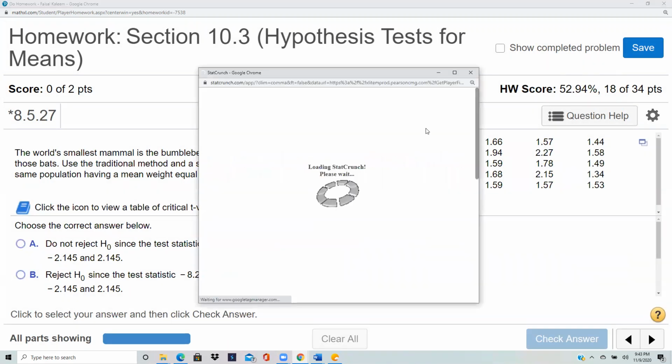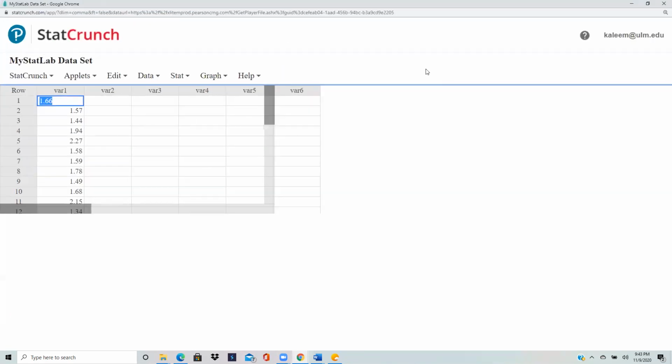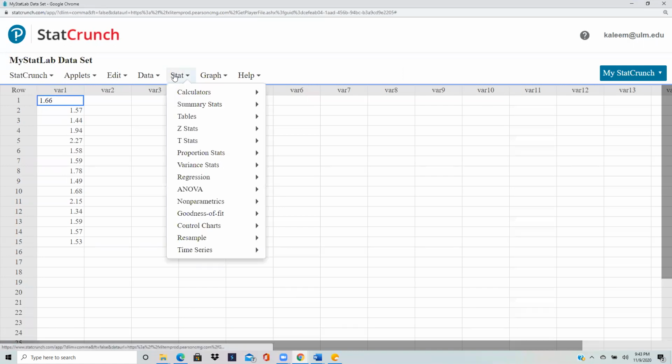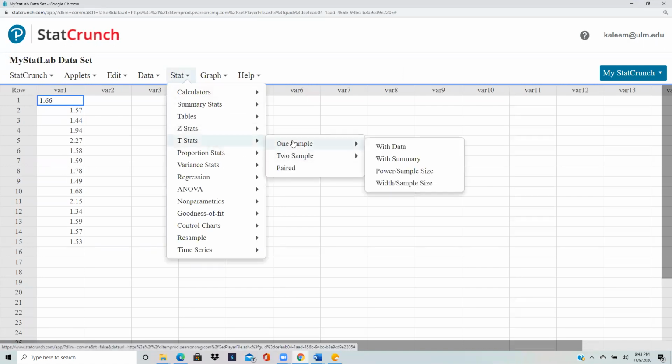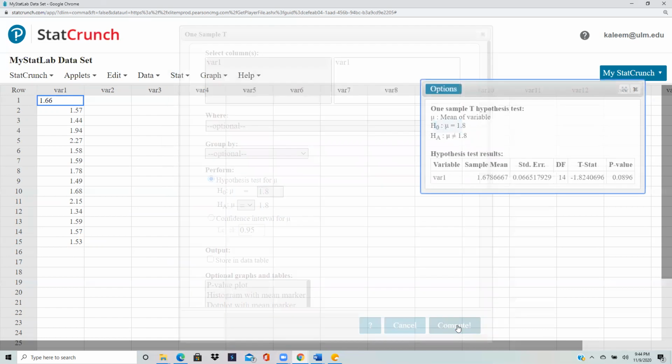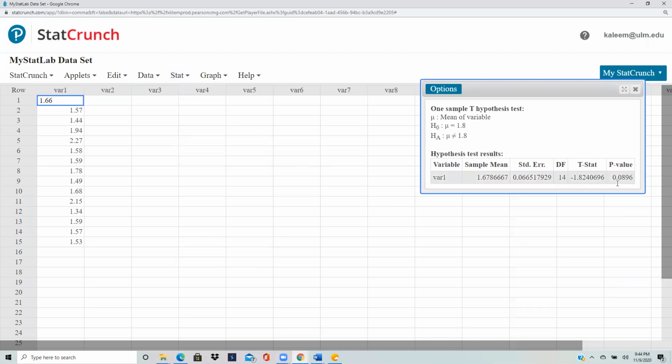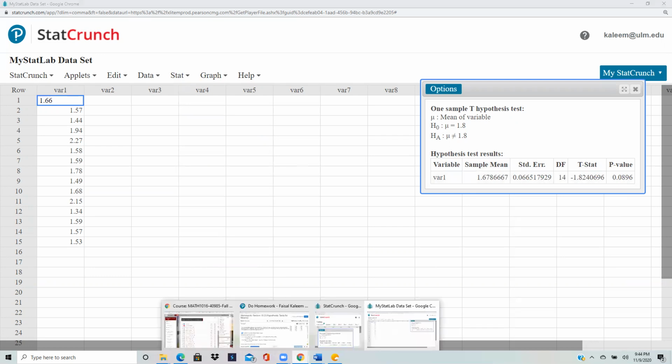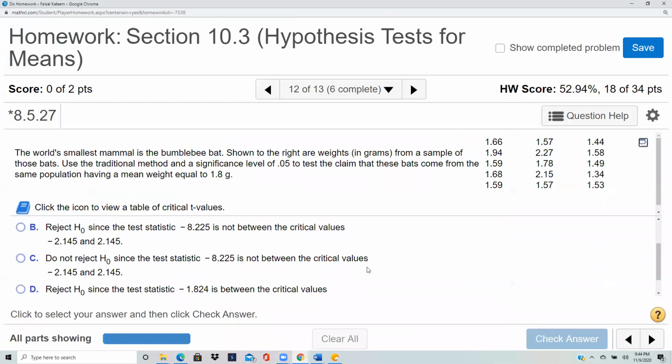So you would open in StatCrunch, stats, T-stats, one sample with data, and test equals to 1.8 and not equals to 1.8. Also make a note of the p-value. The test statistic is negative 1.82 and the p-value is 0.0896. So negative 1.82 and 0.0896.